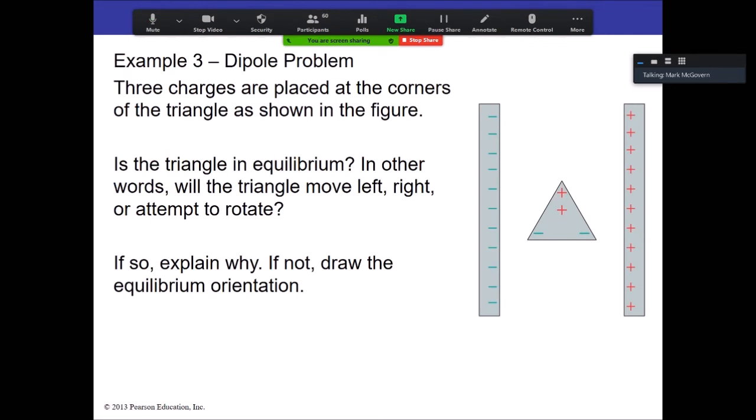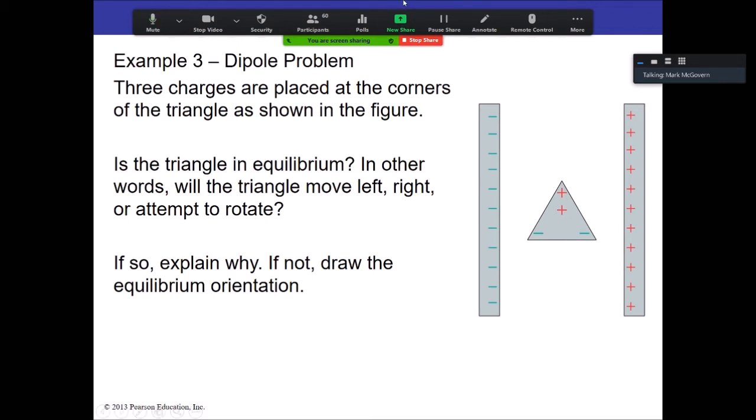Right, let's do this dipole problem here. We've got a parallel plate capacitor, and a triangle of charge, two positive on top and some negative on the bottom. We have to figure out what this triangle is going to do. So this is a dipole because you have the same amount of positive as negative charge.